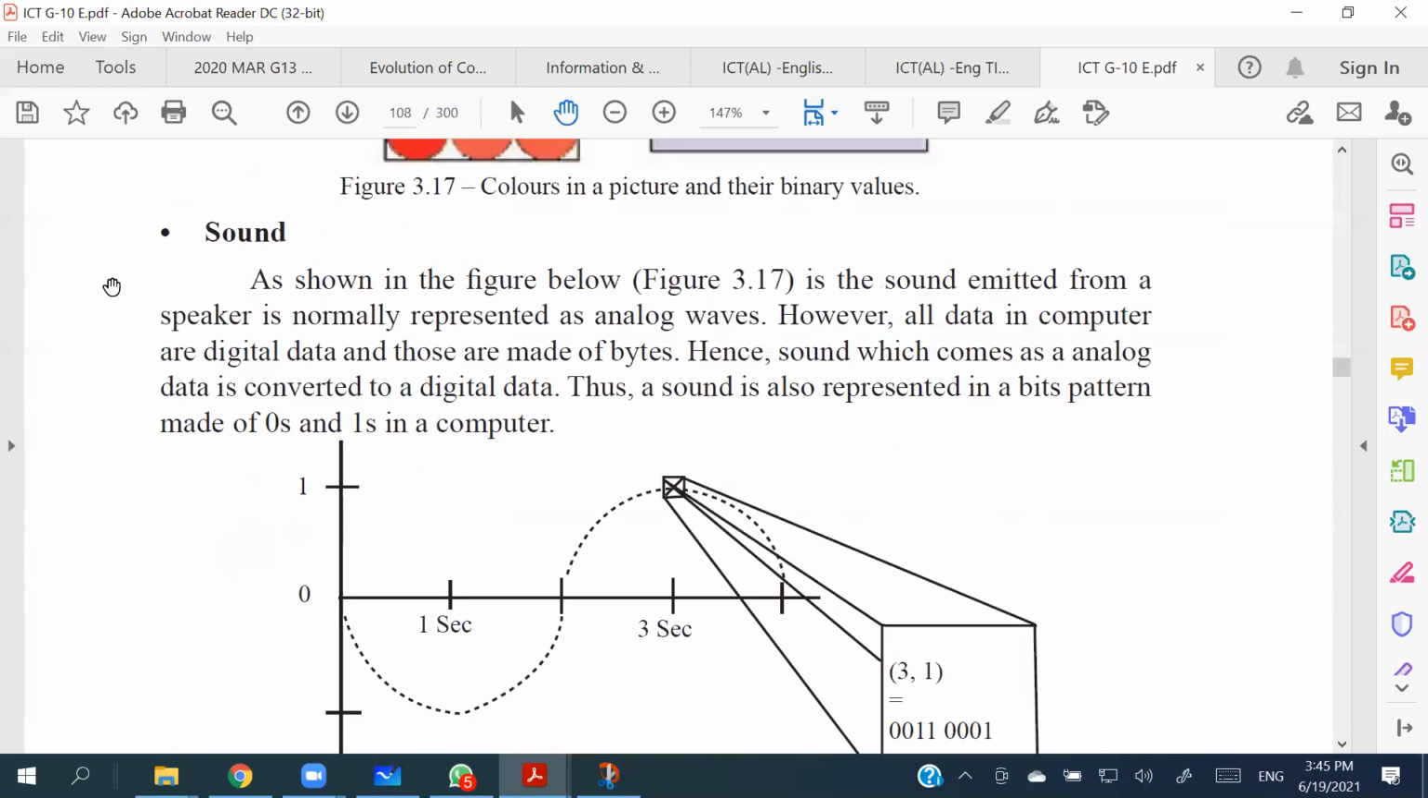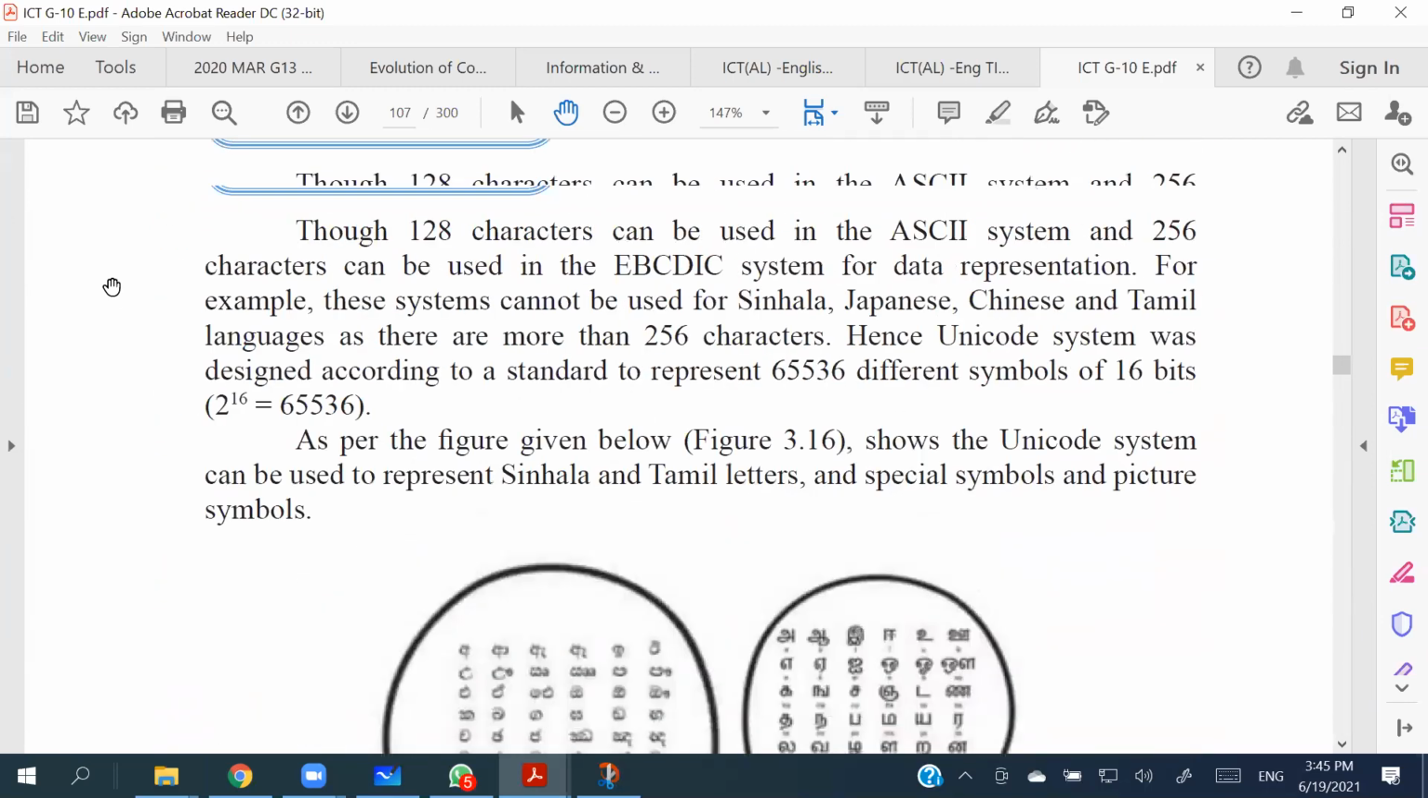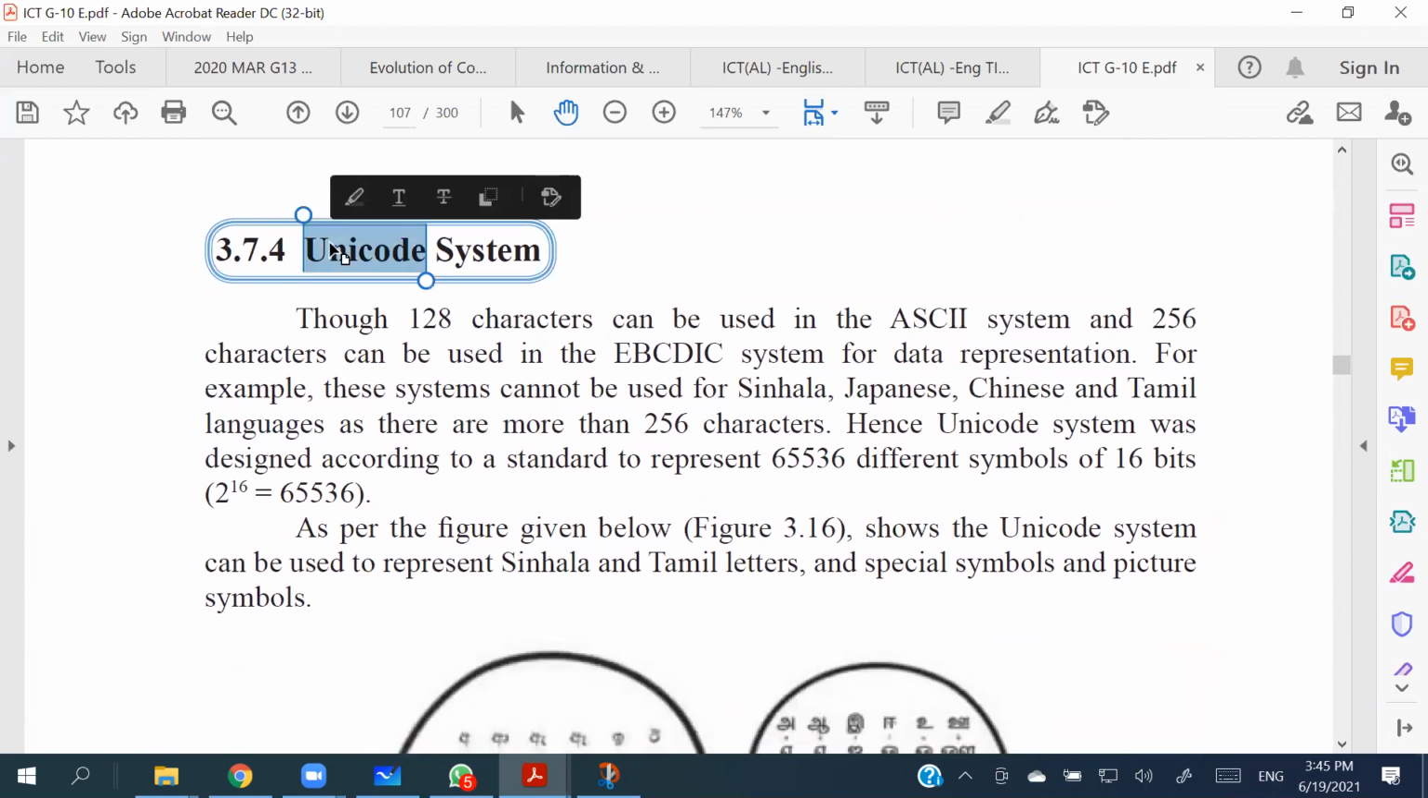Okay, so let's write it down quickly. So, Unicode system, and at the right side of it, within brackets, write 16-bit representation. 16-bit representation. It is double the size of EBCDIC.